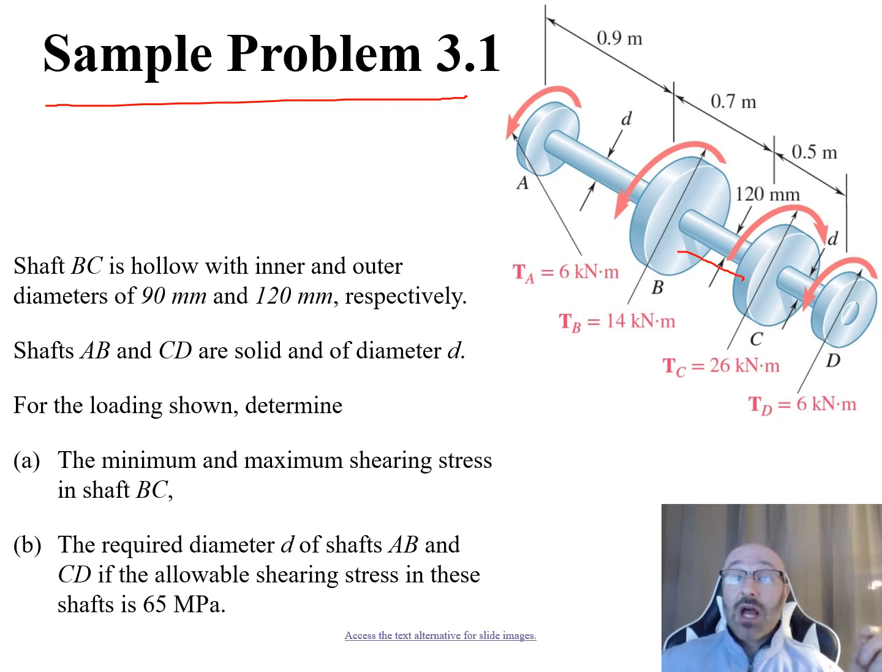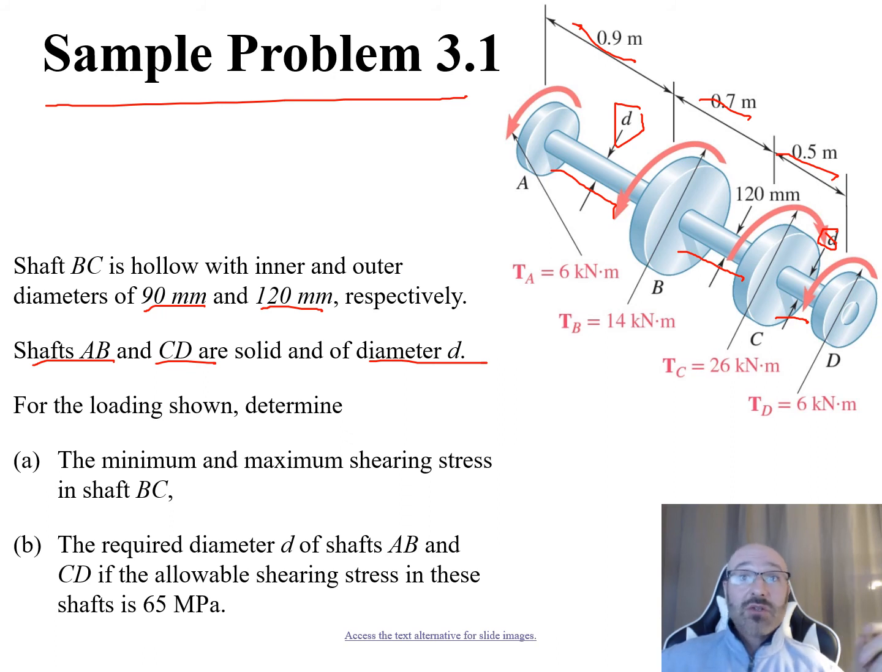And this has an inner and outer diameter given to us as 90 millimeters and 120 millimeters, respectively. They also tell us that shafts AB and CD, so from here A to B and from here C to D, are solid and have the same diameter, and that diameter is given to us as d. We can see that labeled right there and right there. We can also see from the given diagram that the length of shaft AB is 0.9 meters, the length of shaft BC is 0.7 meters, and the length of CD is given to us as 0.5 meters.